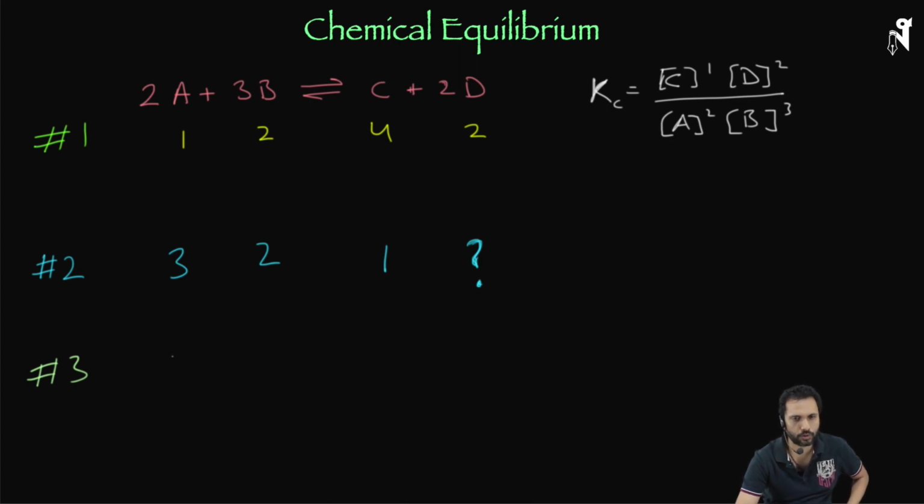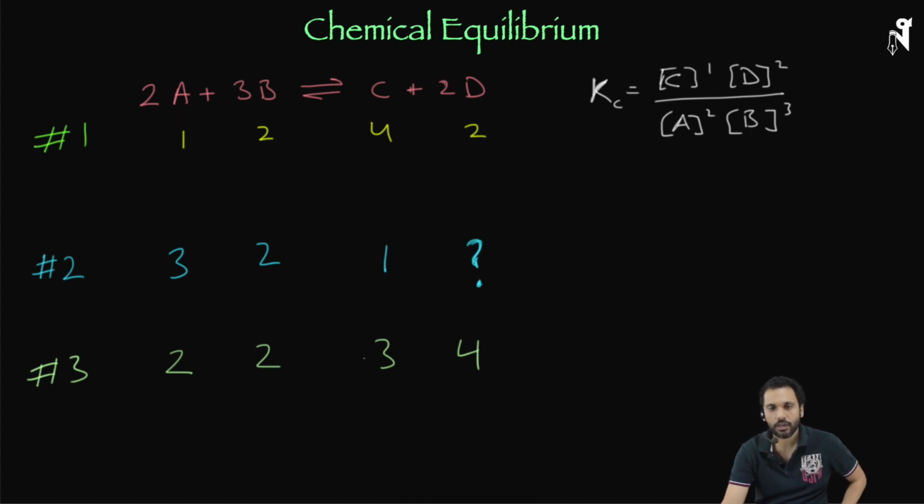Say the amount of moles of A, B, C, D were 2, 2, 3, 4. What do you think? Is the reaction at equilibrium, or is it going forward or back? Is it at equilibrium, going forward or back, is the question. Please pause and give me an answer. So I hope you have analyzed and done it.